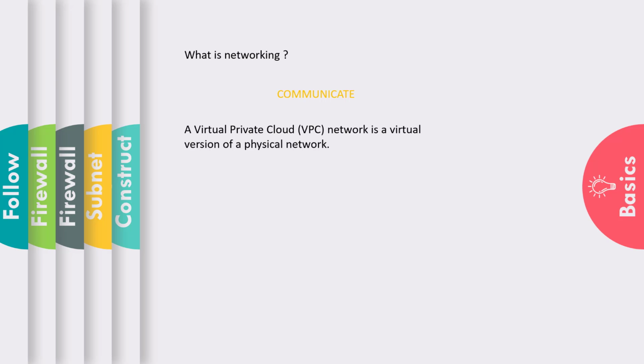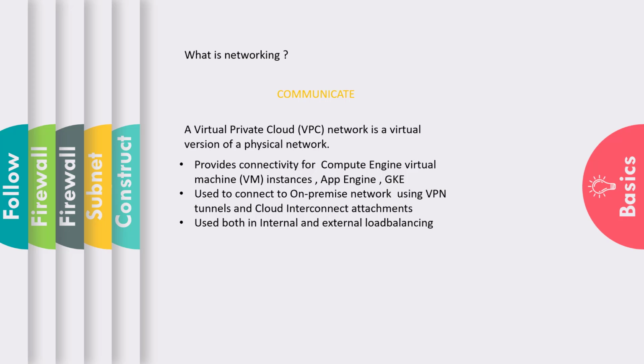So the reason why we have virtual private cloud in GCP is because it provides connectivity for compute engines to communicate with each other, and not only compute engines, it also helps App Engine and Kubernetes to communicate with each other. The other important thing is that it enables virtual machines to communicate with on-premise networks, as well as it enables internal and external load balancing. So these are the fundamental uses of VPC.